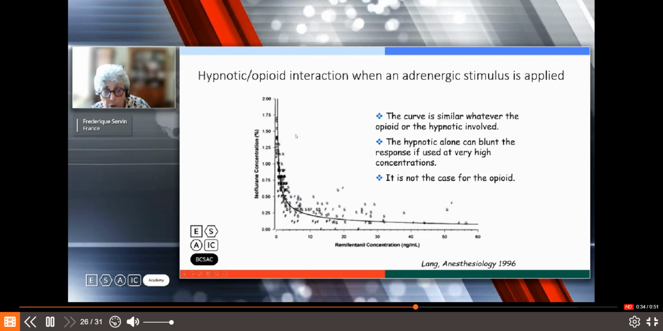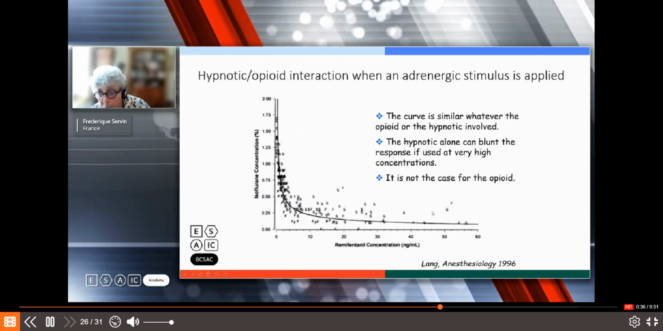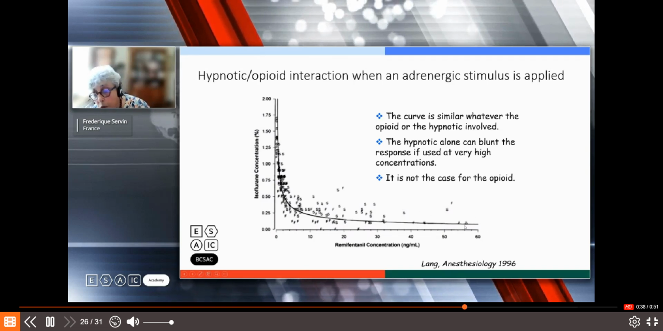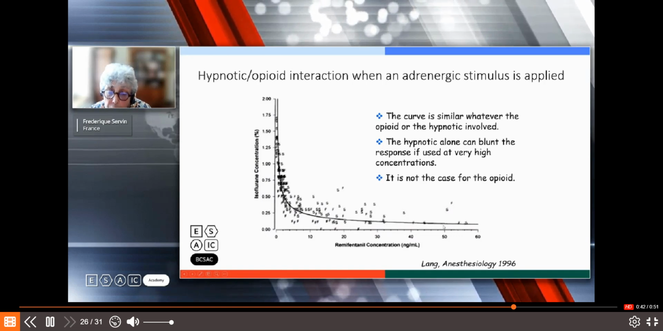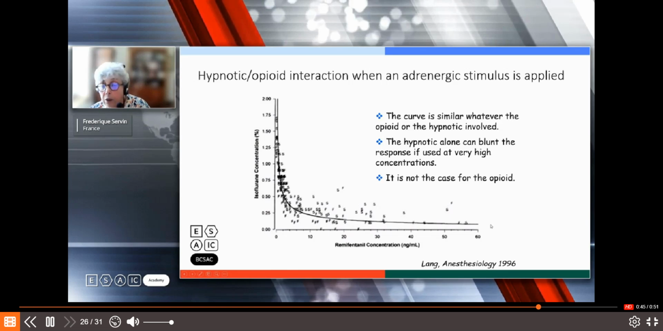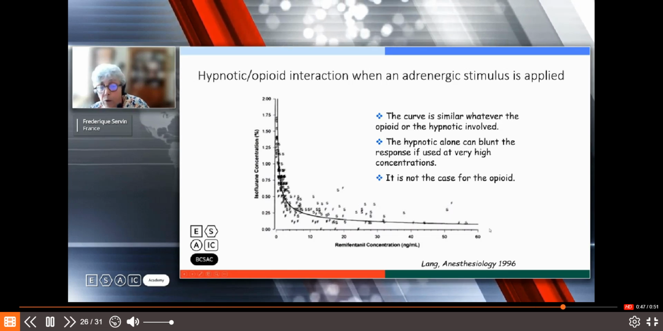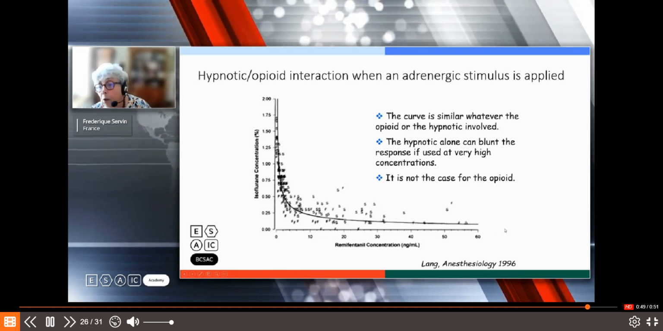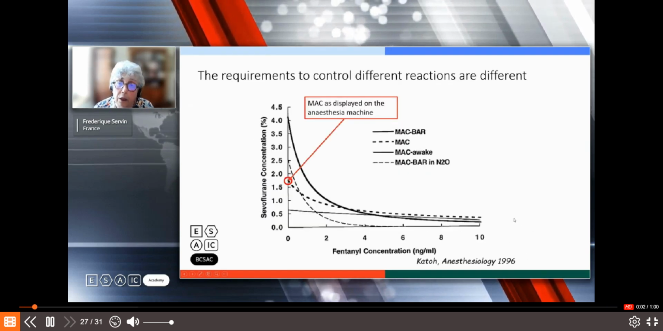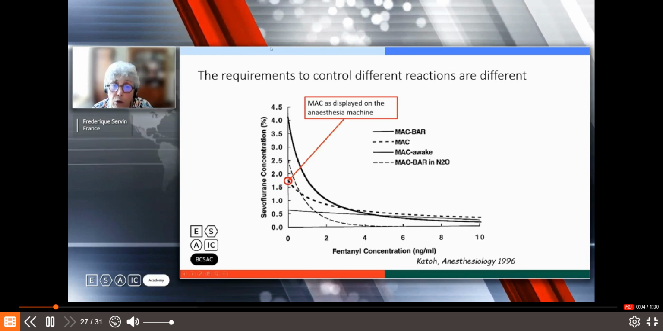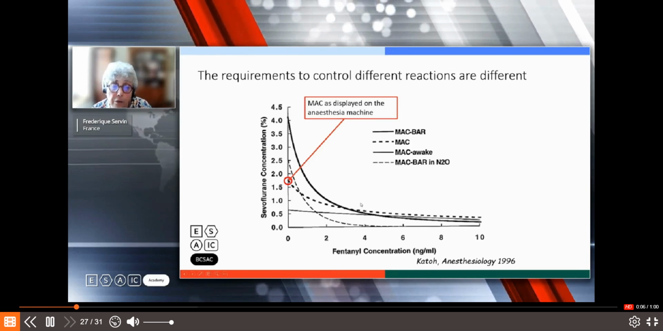The response, this is the MAC curve, as you have already understood. So it's movement on skin incision, and at very high opioid concentration, the patient may move, not because he is in pain, but because he is conscious. And the requirements to control different reactions are different.